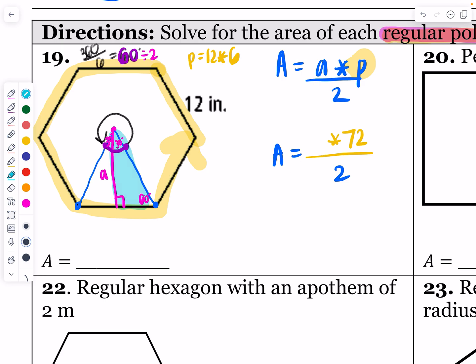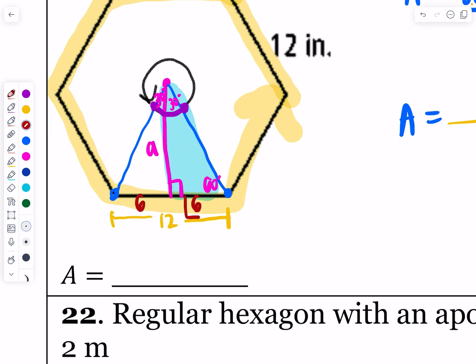And so I'm going to work with the one on the right. And so a 30, 60, 90 triangle, and it says that this has a side length of 12. Well, what does the apothem do to the side length of 12? The apothem is going to divide this side length into a 6 and 6. And so what we have right now is the short leg of a 30, 60, 90 triangle. So how do I get to my long leg? We're going to multiply times the square root of 3. And so my apothem is going to be equal to 6 root 3.